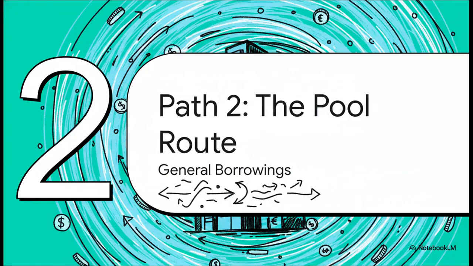But of course, things aren't always that neat. What happens when the money isn't from one dedicated loan? Well, that brings us to path 2, the pool route. This is how we have to tackle general borrowings. And yeah, this is where the calculation gets a little more interesting.